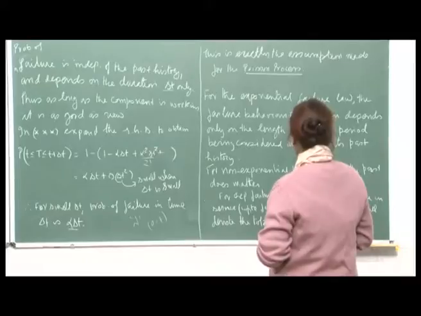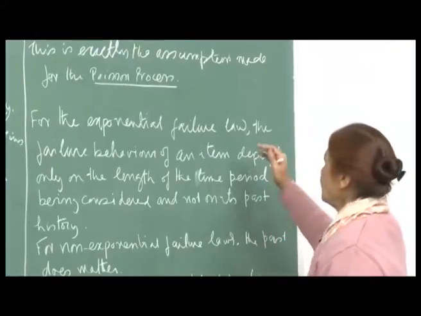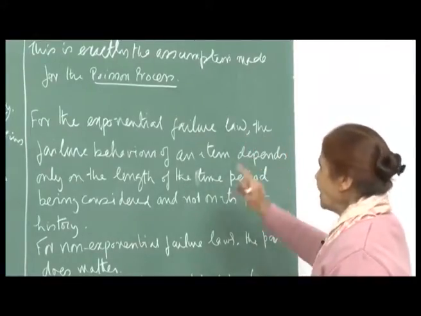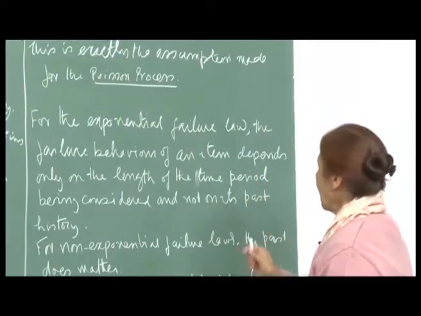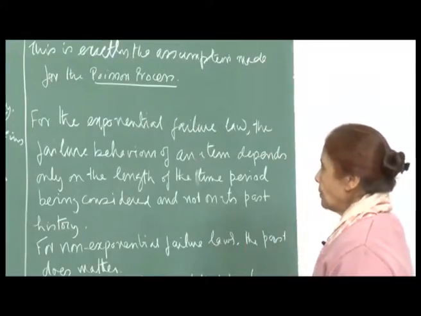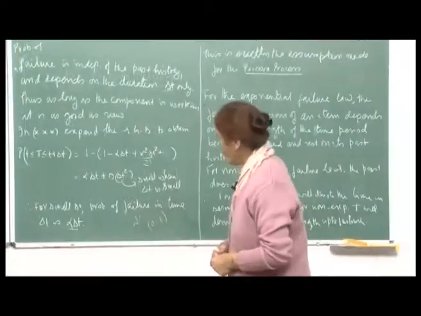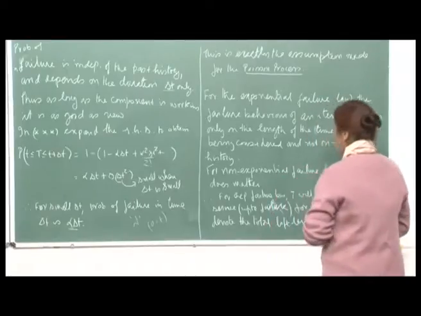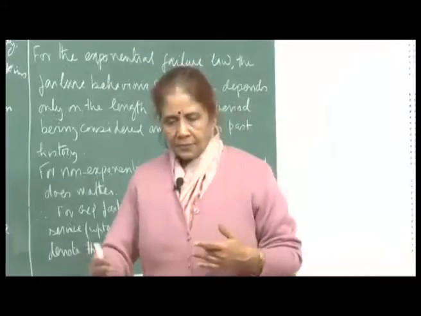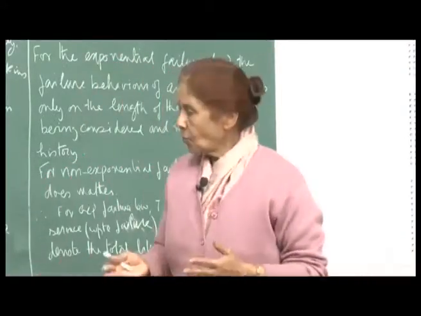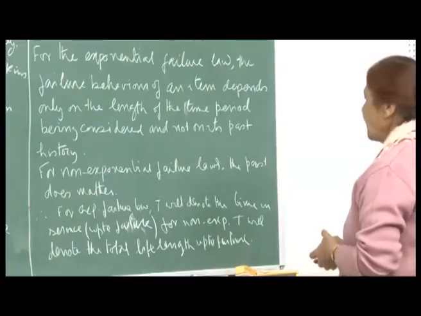Now, we want to say this: since for the exponential failure law, the failure behavior of an item depends only on the length of the time period being considered and not on its past history, right. So, for non-exponential failure laws, just like we have so far considered the normal failure law, the past does matter, because when you are under stress, the wearing out effect is there, and so it depends on how long the stress has been and so on. So, for non-exponential failure laws, the past does matter.